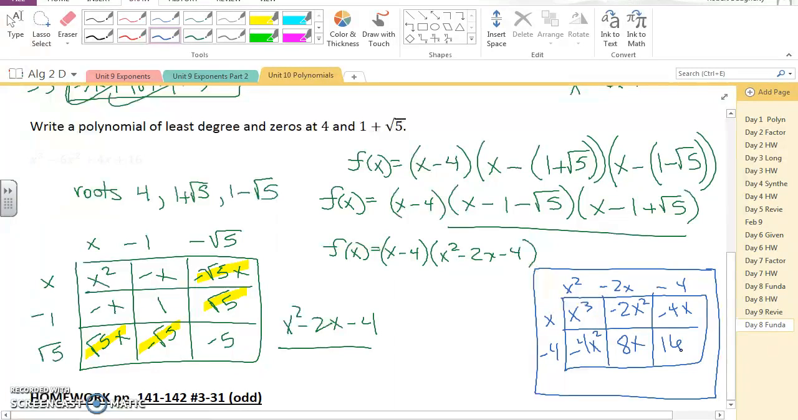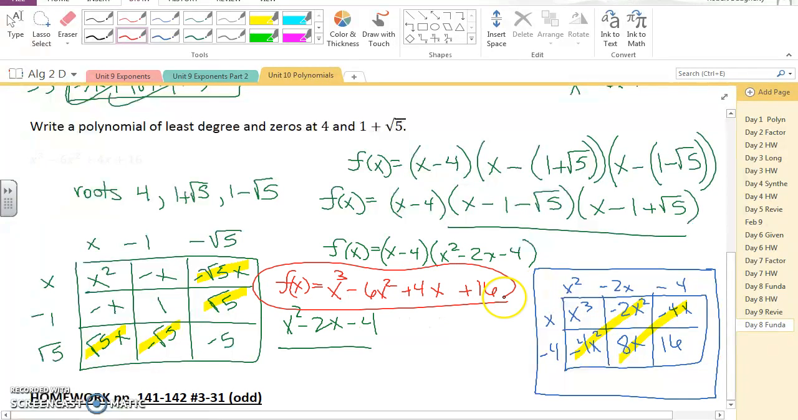So there are some things that are going to combine here. The x squared terms are going to combine, and the x terms will combine. So when I put this together for my final answer, I'll get f of x equal x cubed. And then I've got negative 4x squared, negative 2x squared, that's negative 6x squared. And then the 8x minus 4x, that's plus 4x, and then plus 16. So that's my final polynomial.